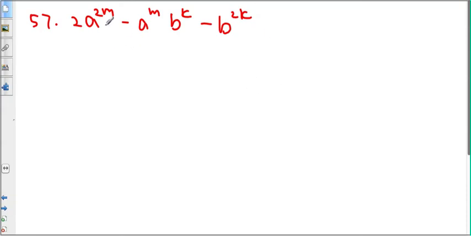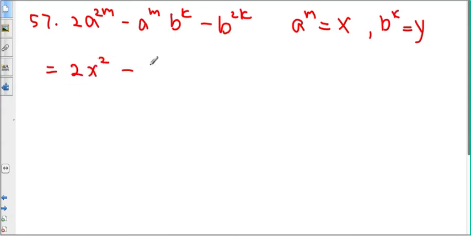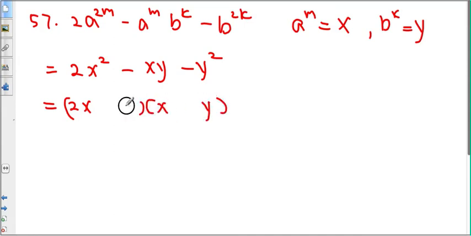Now you will realize that this seems quite ugly. So what if you were to use a to the m power as maybe x and then b to the k power as y? Then what you end up getting is 2x squared minus xy minus y squared. And this is rather simple because when you factor this one, 2x and x and y to get negative. This one has to be negated, this one has to be plus.